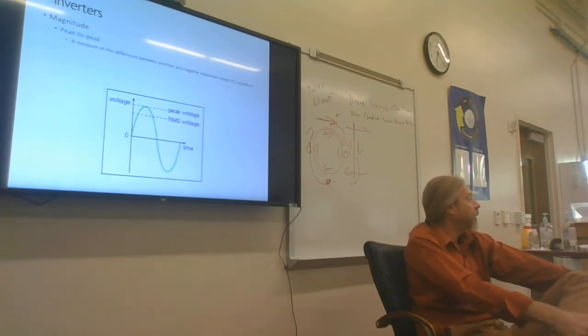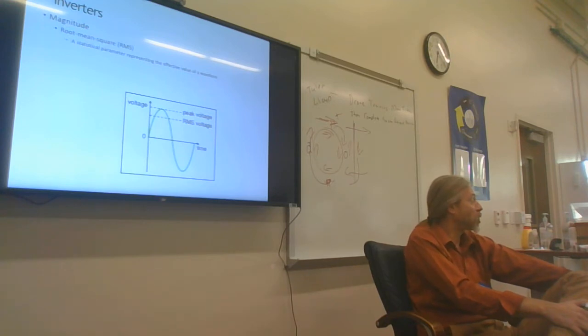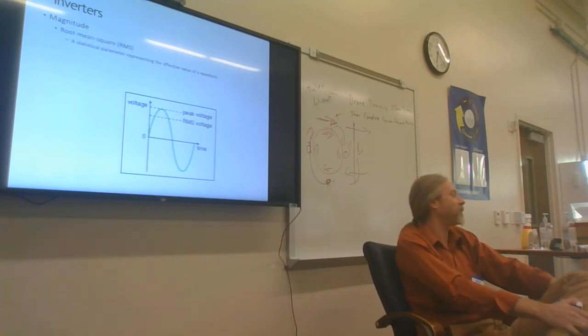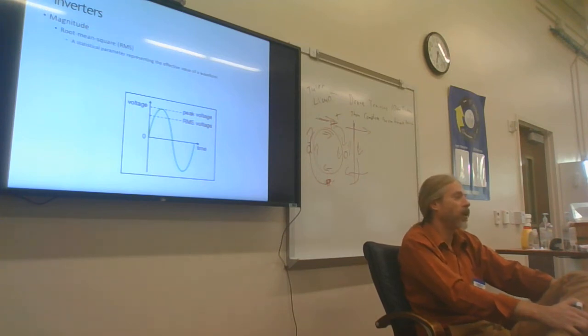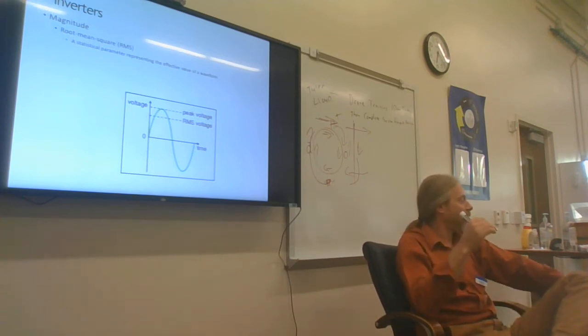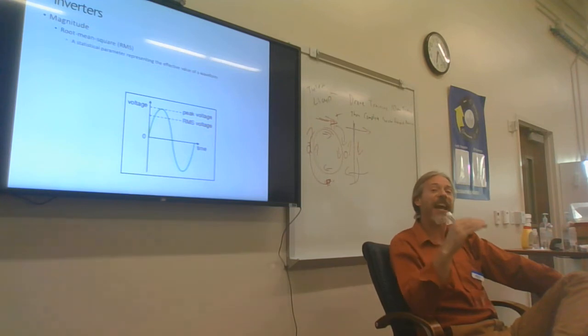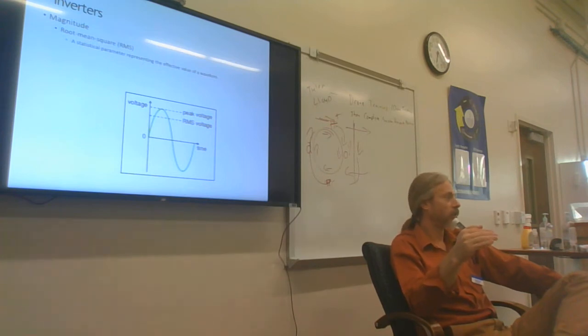Peak to peak is a measurement between the positive and negative maximum voltages. We've already talked about that. Root mean square is a statistical parameter representing the effective value of a waveform. In other words, the RMS, the root mean square, is the effective voltage of the system, or the effective current of the system. DC equivalent is an easier way to explain it in my brain.